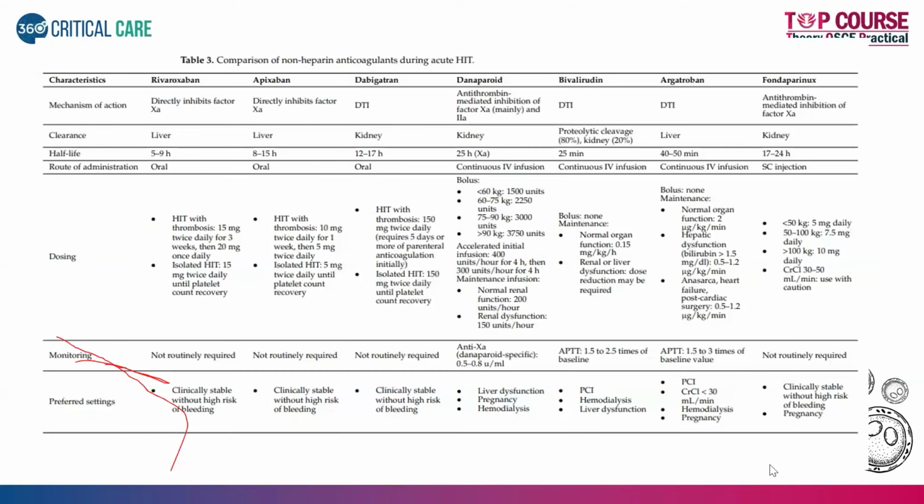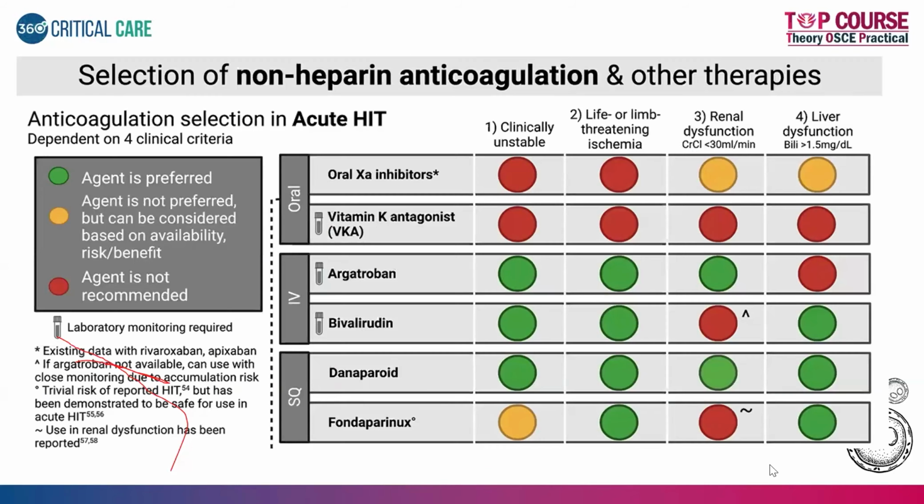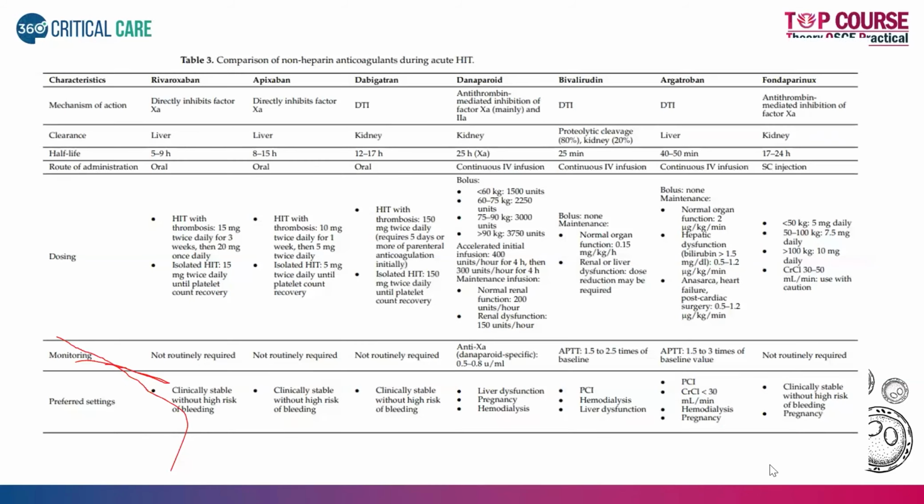Coming to individual drugs, I told you we choose them based on clinical stability, life or limb-threatening ischemia, and hepatic or liver dysfunction. We all know if there is renal dysfunction, we can use argatroban. If there is liver dysfunction, we can use bivalirudin. These are the two IV anticoagulation strategies that we can use, especially in patients with renal dysfunction and liver dysfunction. Just keep that in mind.